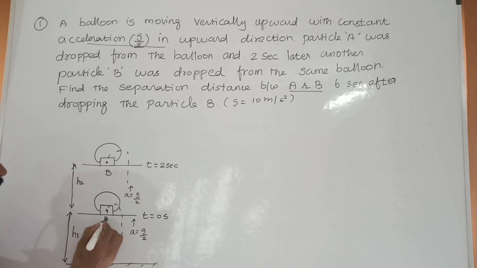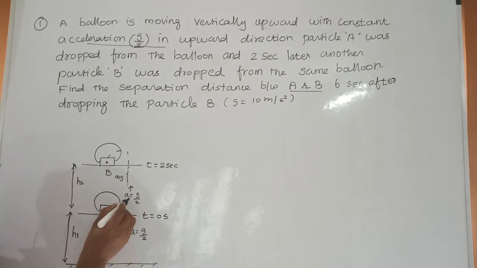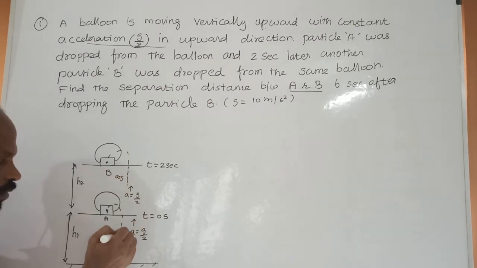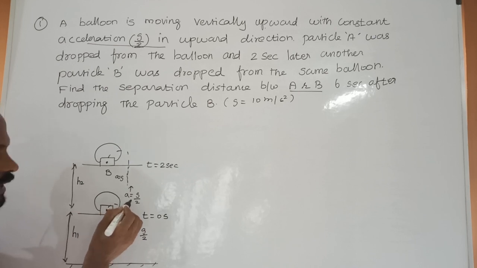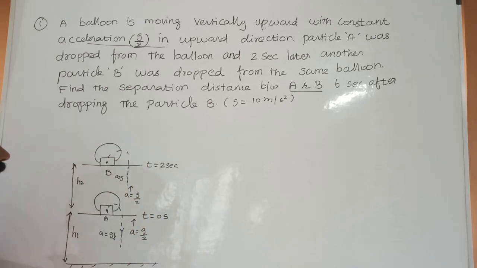When the particle is dropped from the balloon, the particle moves downward, with acceleration g. The acceleration of the particle is downward, that is, a equals g. The acceleration of the balloon is a equals g/2 upward, and the acceleration of particle A is g downward.